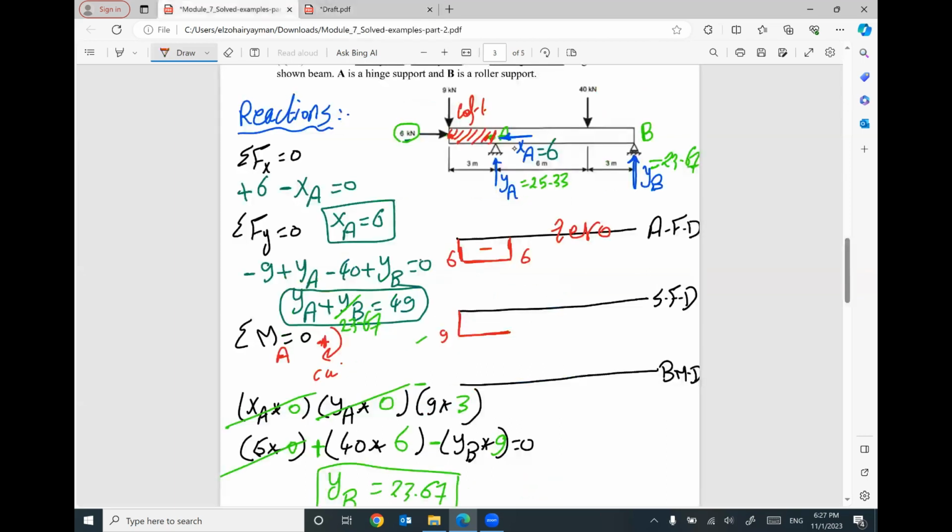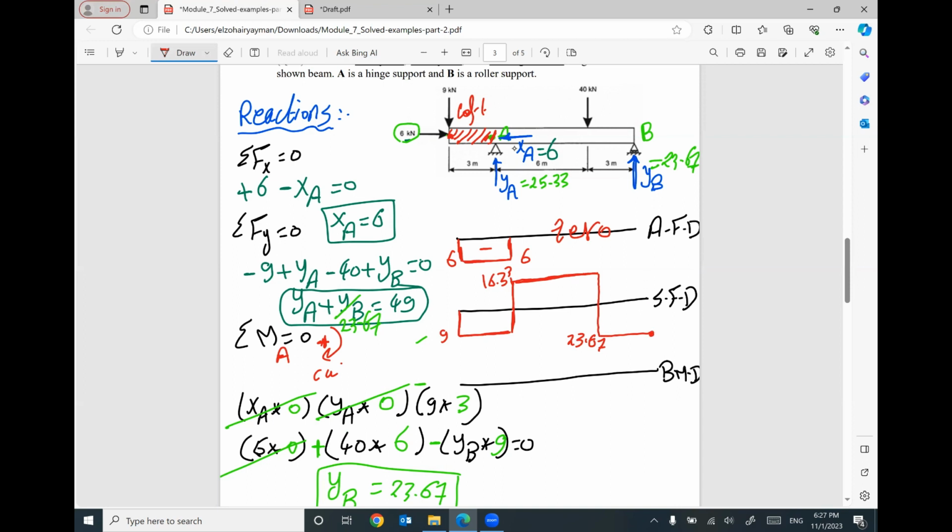Okay. Let's go back. Yes, we are here at 9, down. If you go up YA 25.33, I'm going to reach 16.33. Keep moving until you hit 40. I think 40 will bring you down. If you move down 40 and you are at 16.33, I think I'm going to reach 23.67. Keep moving to the end of the beam.